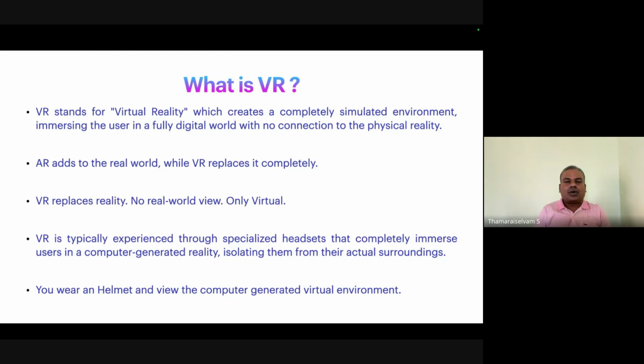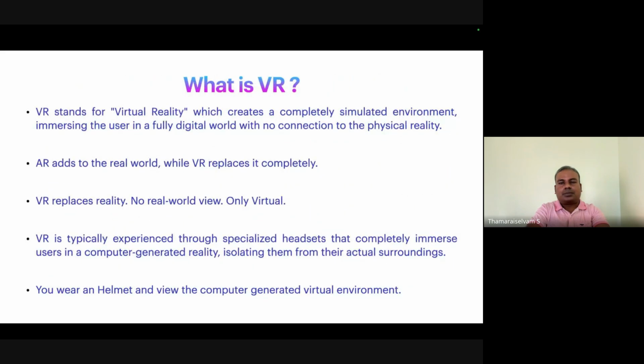Augmented reality adds to the real world, whereas virtual reality replaces the real world and makes it completely virtual. So one typically experiences the virtual world using specialized headsets that completely immerse the users in a computer generated reality, isolating them from their actual surroundings. One can wear a helmet and view the computer generated virtual environment. I will quickly take you to the devices and key components that are used in VR and AR.